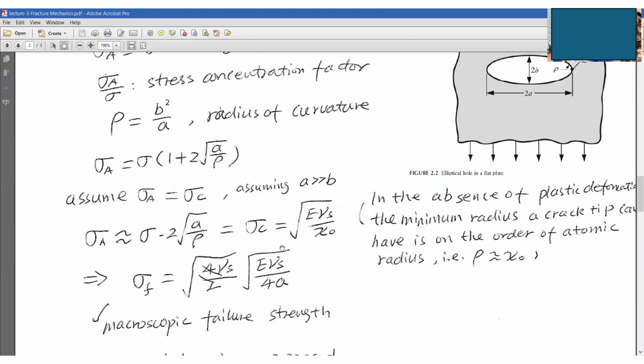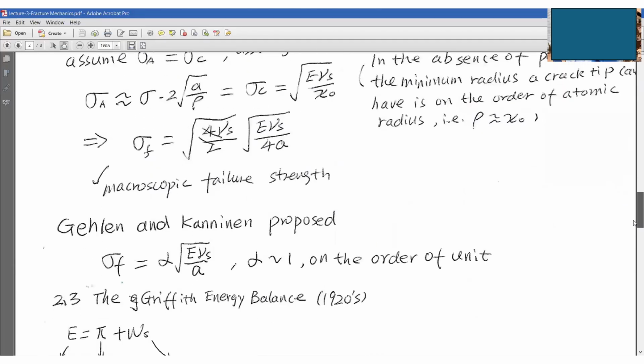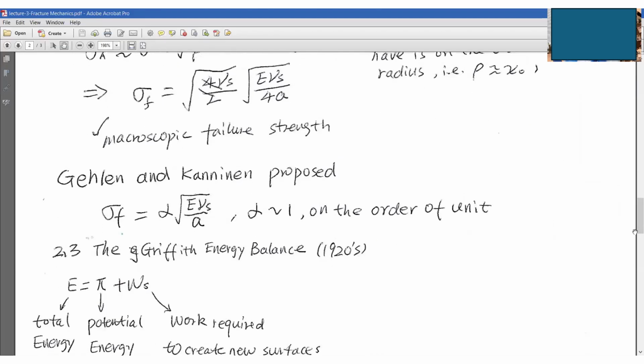Any questions so far? Some students might ask, where is x0? I say this is our observation, and rho is very near x0, so we can treat it as rho equals 0. Rho and x0 cancel each other. As a result, we have sigma F equals square root of E gamma S divided by 4a. This is a microscopic failure strength.